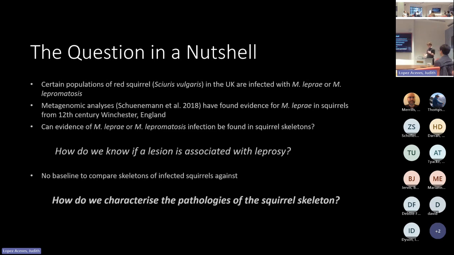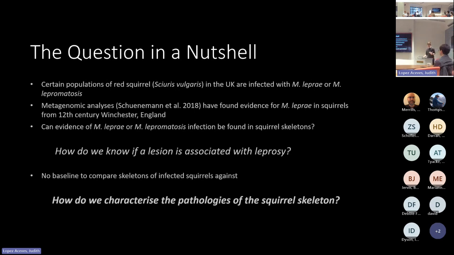My PhD project, therefore, has been focusing on tracing this infection in squirrels in the archaeological record. The primary research question has been, can evidence of M. leprae or M. lepromatosis infection be found in squirrel skeletons? But in order to investigate that, another more pressing question arose pretty quickly. How do we know if a lesion is associated with leprosy?